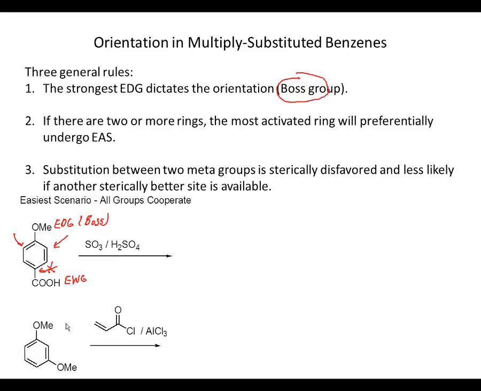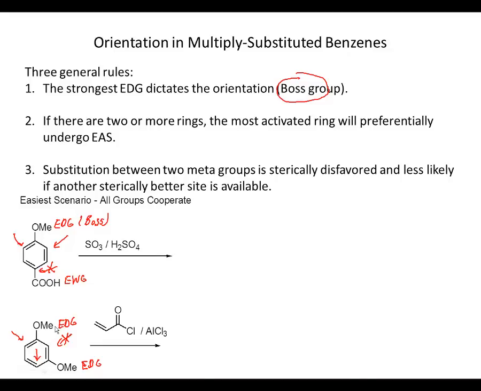Okay, here we have two identical EDGs in the meta orientation. What we find here is that we're not going to prefer to substitute there because it's between two groups, but each of these methoxy groups is wanting us to substitute one position or the other, and these two positions here that we're looking at are actually equal by symmetry.